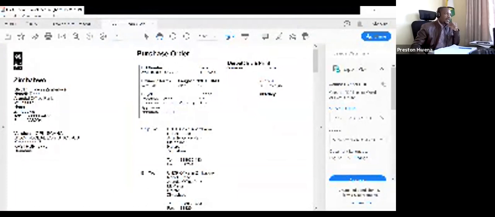Let me just try to open another one where you can see. Just a moment, I'm trying to pick any purchase order from the system.